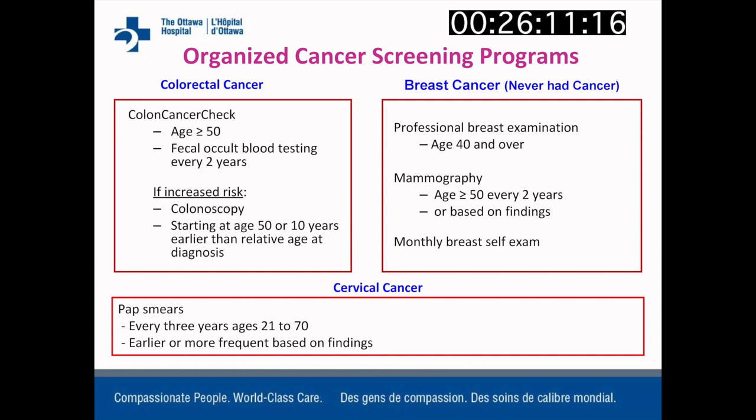Pap smears, as of 2013, started to be done every 3 years. In 2016, the cervical screening guidelines were updated, and people are done from the ages of 21 if they're sexually active through to the age of 70. So, as I said, screening once every 3 years or based on the findings of that smear.